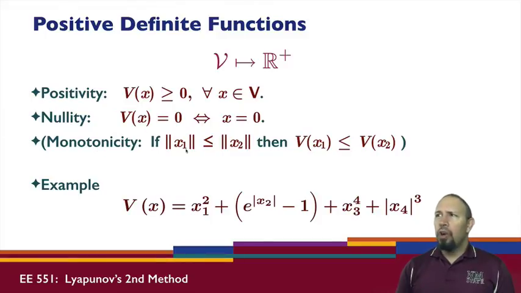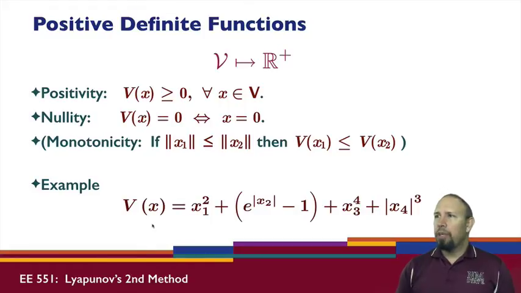In general, we'll also often want the monotonicity property. That is, if the norm of x1 is less than or equal to the norm of x2, then v of x1 is less than or equal to v of x2. So if I start off with a larger x, I get a larger v, basically.